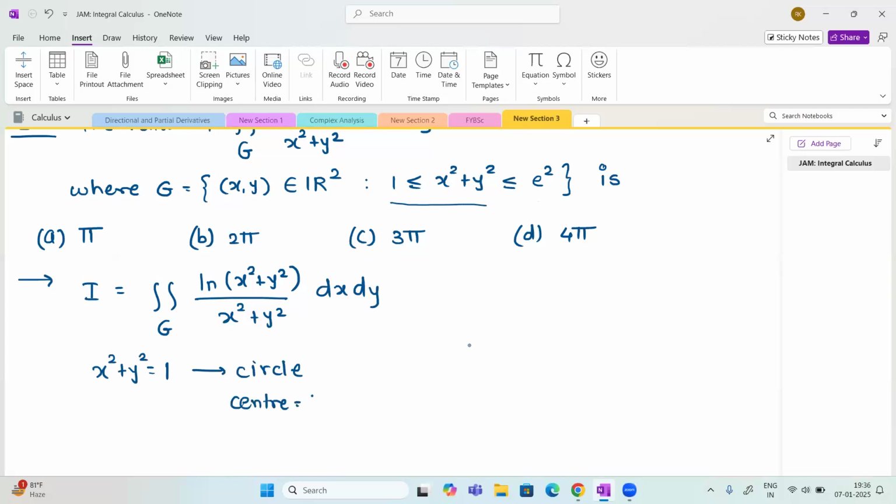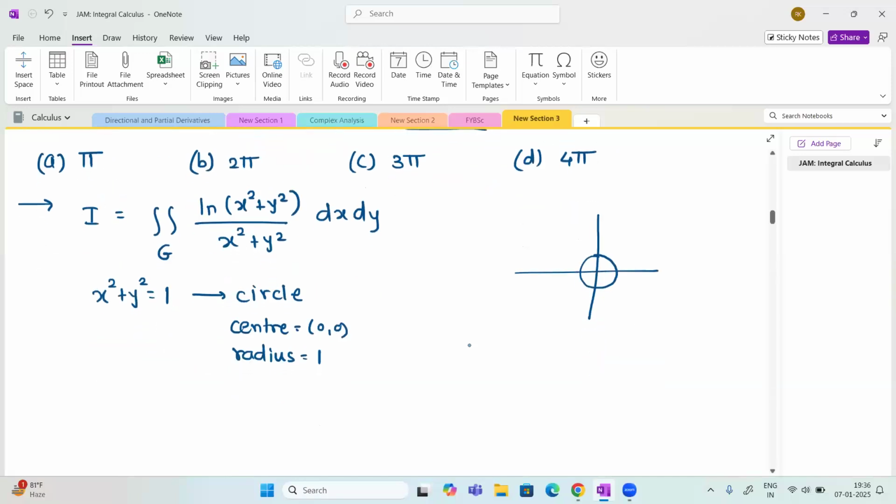Center 0, 0, radius 1. Agree? Yes, sir. So we have a circle, center 0, 0, radius 1. And let us consider the second inequality: x square plus y square is equal to e square.